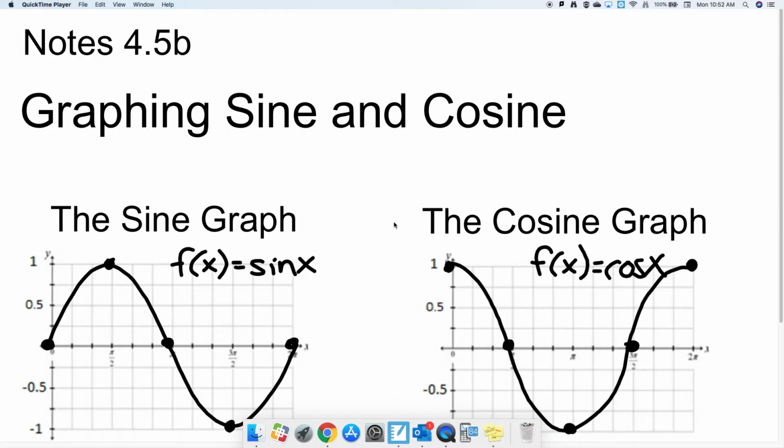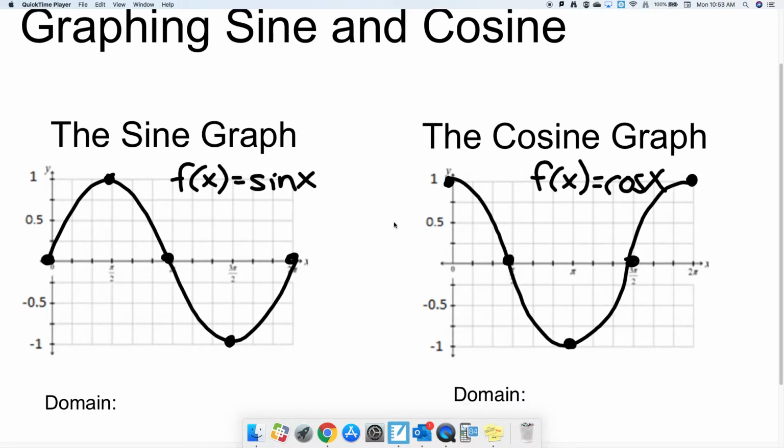What we're going to focus on today is, if we have those transformations produced by the values of A, B, C, and D, where we get new amplitudes, new starting points, so horizontal, vertical shifts, or new periods, how can we actually graph those wave functions with those transformations?